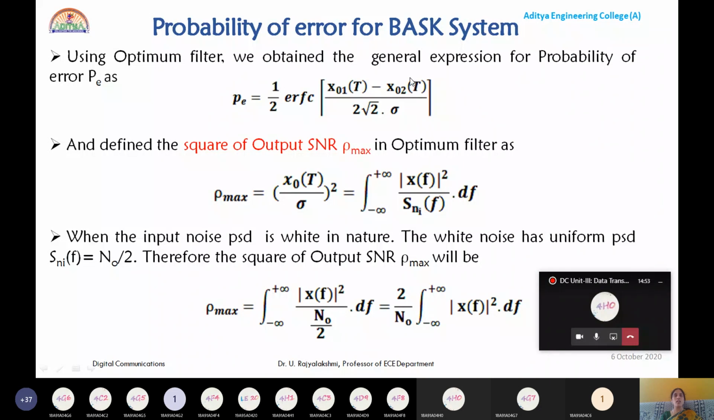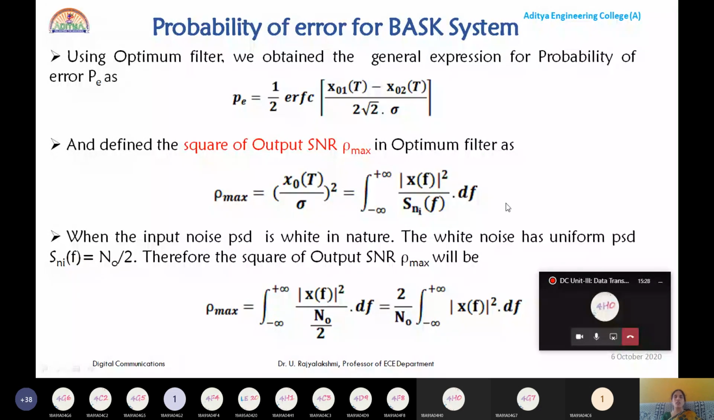So the difference between the positive magnitude and negative magnitude levels is defined as the output signal, that is x0 of t. Here, why capital T? Because we evaluated it at one particular instant of the bit interval. So x0 of t divided by sigma, whole square, is nothing but the argument of the complementary error function. So rho max will be x0 of capital T divided by sigma, whole square.